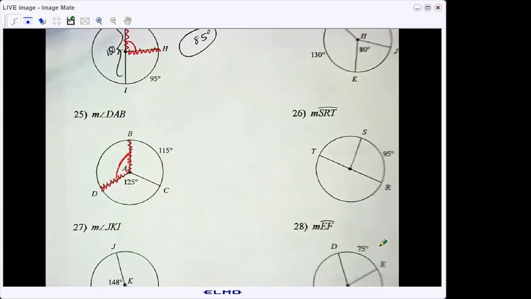Okay, good. Almost everybody's got it. Someone was 5 degrees off, but I think it's just a math error.